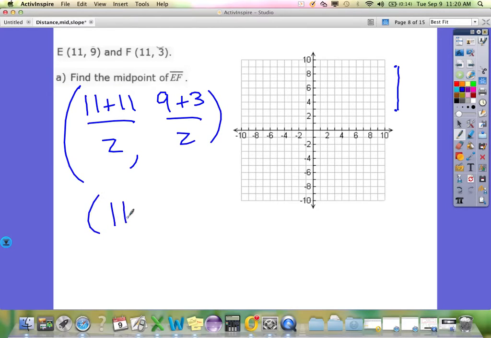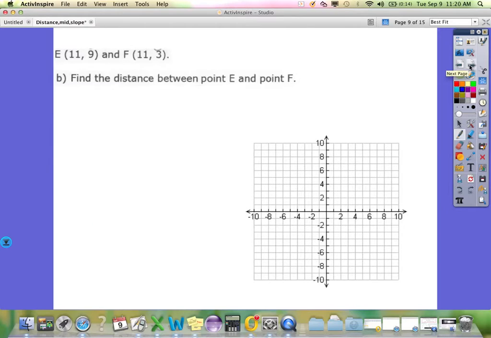That's going to be 11 and 6. So over 11 up 6. And that looks like the midpoint. Make sure that your answers make sense. It takes 2 seconds to plot those points and see if your midpoint is actually where the midpoint should be.